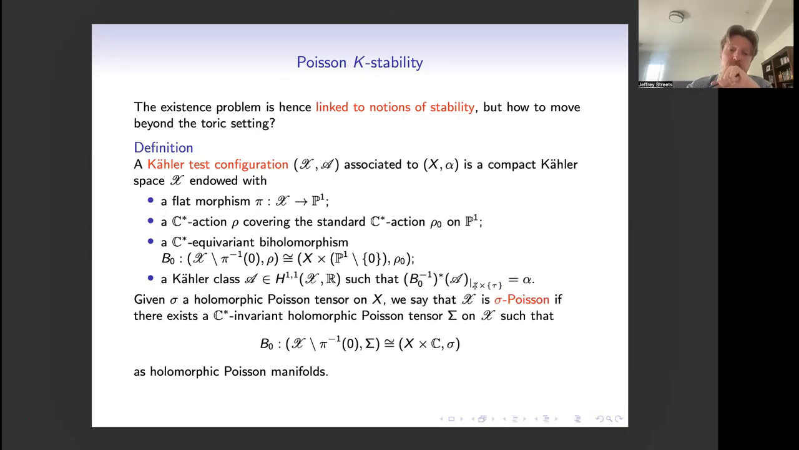Yeah, and we're going to upgrade this definition. So we have this notion of a Kähler test configuration. We're going to upgrade it to what we call a Poisson test configuration. So if I have a holomorphic Poisson tensor downstairs on X, then the test configuration is sigma Poisson if further there exists an invariant holomorphic Poisson tensor, which we'll call capital sigma, on X, such that this identification B naught that we had from before just becomes an identification of holomorphic Poisson manifolds. It's just kind of the most obvious way to include the notion of a holomorphic Poisson tensor in the notion of a test configuration.